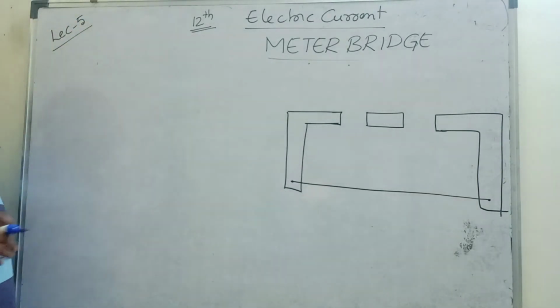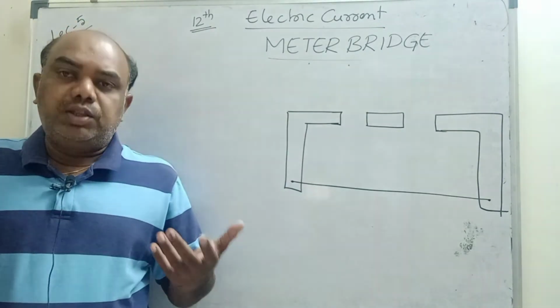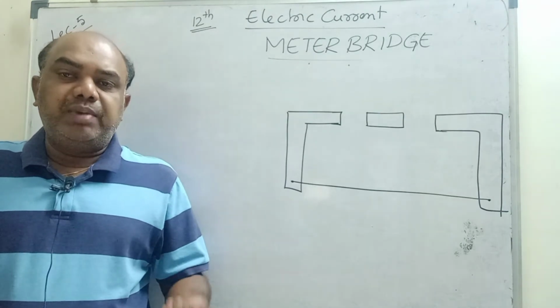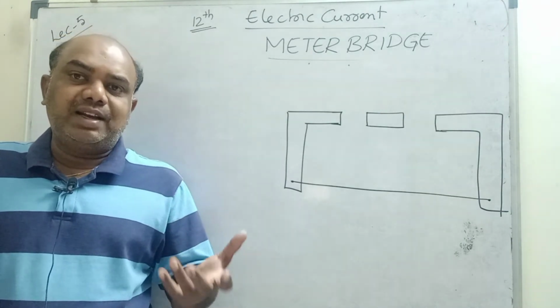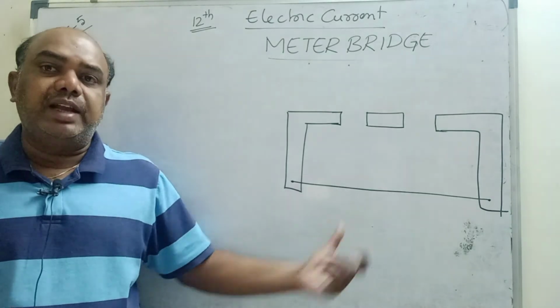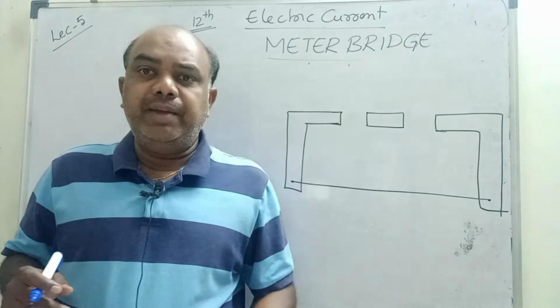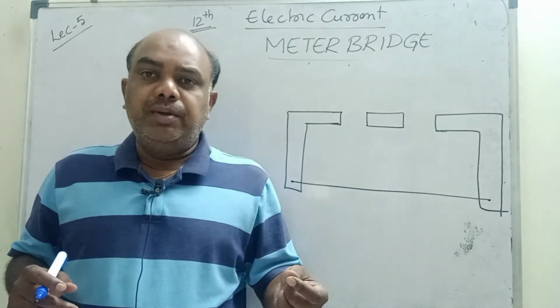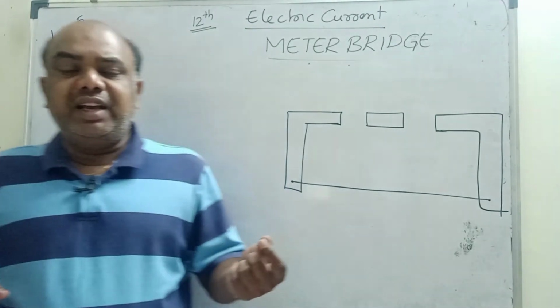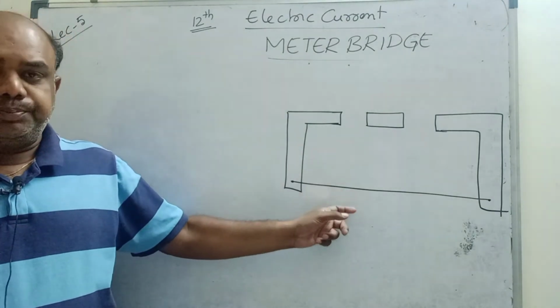Why are we using an alloy? An alloy is a combination of two or three or four metals combined to form a metal, and that is called an alloy. Generally, an alloy's resistance is very high. It can bear more temperature. The resistance is very high. Hence, we use alloys.